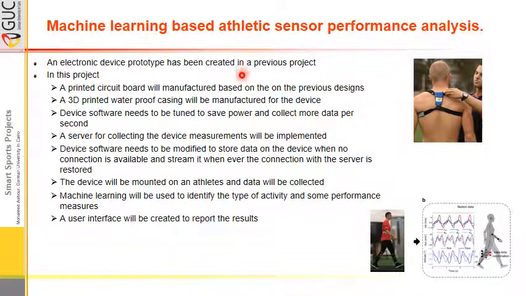Once all that is done, we will take this device and actually mount it on an athlete, and we will ask this athlete to do a movement that we know about. For example, we will ask him to run or to walk or to do an activity that we know. We will also try mounting this device on different locations, so it can be mounted on the back, on the hand, actually on the leg, and we can use multiple devices if needed.